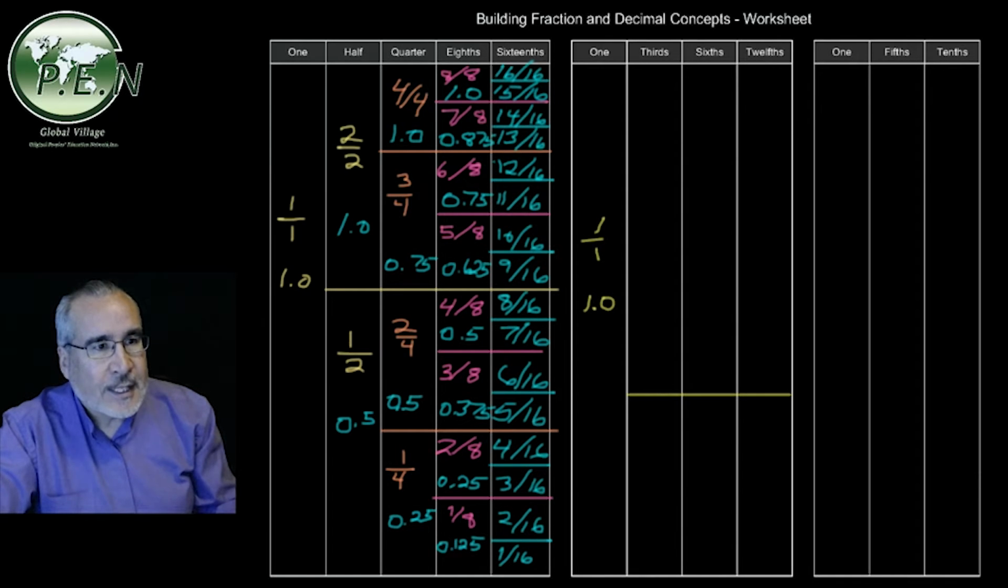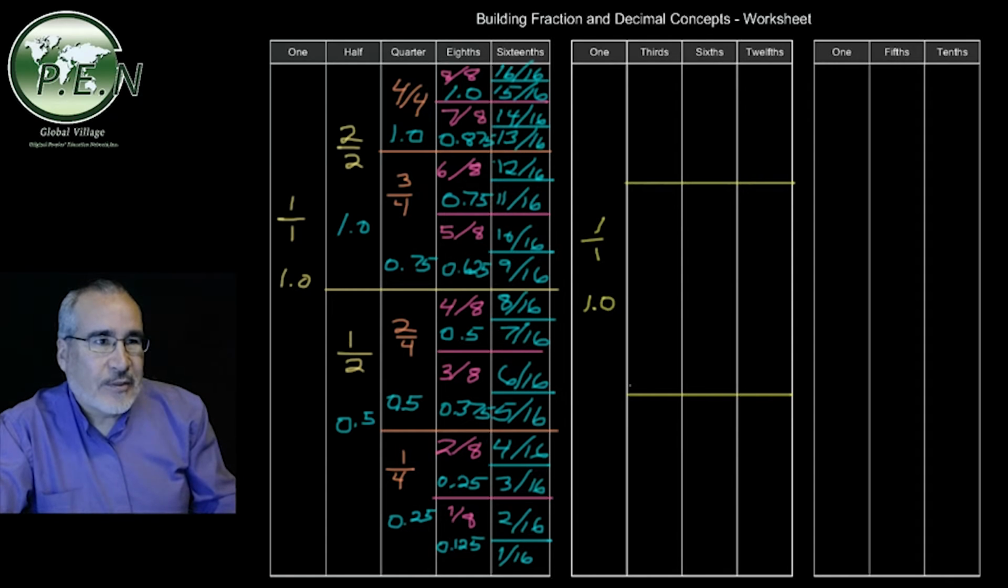So I'll go, that's about 1/3. And I think if I go about here, this looks like about 1/3. So what I've got is 3 somewhat equal pieces. 1/3, 2/3, and 3/3.